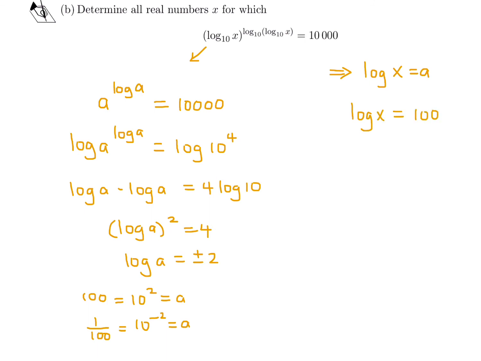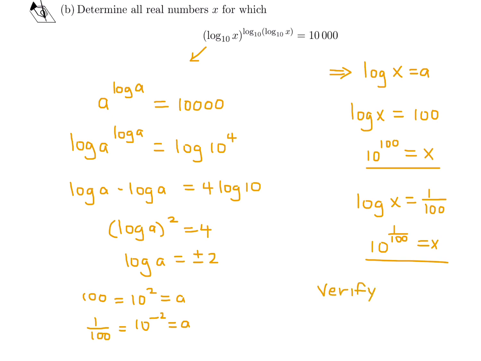First, let's do it for 100. That means 10 to the power of 100 is equal to x. That's one value. Now let's use a as 1 over 100. So that means 10 to the power of 1 over 100 is equal to x. And there you go. X is either 10 to the power of 100 or 10 to the power of 1 over 100. And as always, if you have time, although you don't need to, it's always good to verify. Put these values of x back into here and see if it works out.